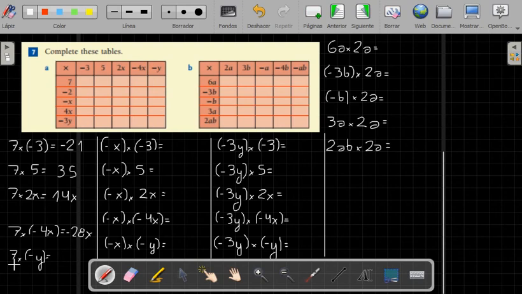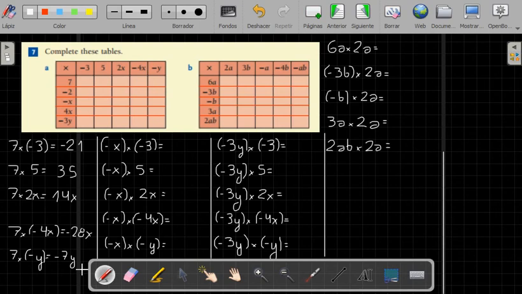Here we have positive 7 multiplied by minus y, positive multiplied by negative, it's negative. Now, 7 times y, it's 7y. That's it. That's as simple as that. When you multiply numbers and letters, multiply the numbers and just write down the letters.